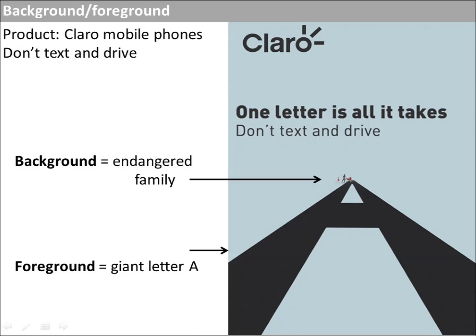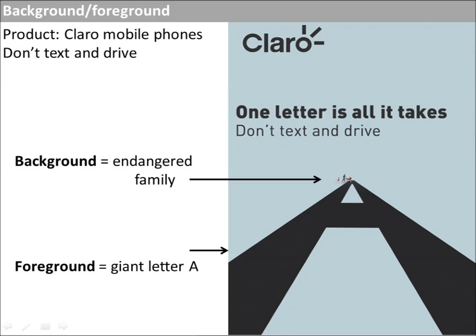As an example, consider this ad for a mobile phone campaign trying to convince consumers not to text and drive. It says one letter is all it takes, don't text and drive. And you can see the kind of visual element here is that in the time it takes you to press one letter on your cell phone, you could cross a great distance and strike someone that you didn't see well looking out of your car.